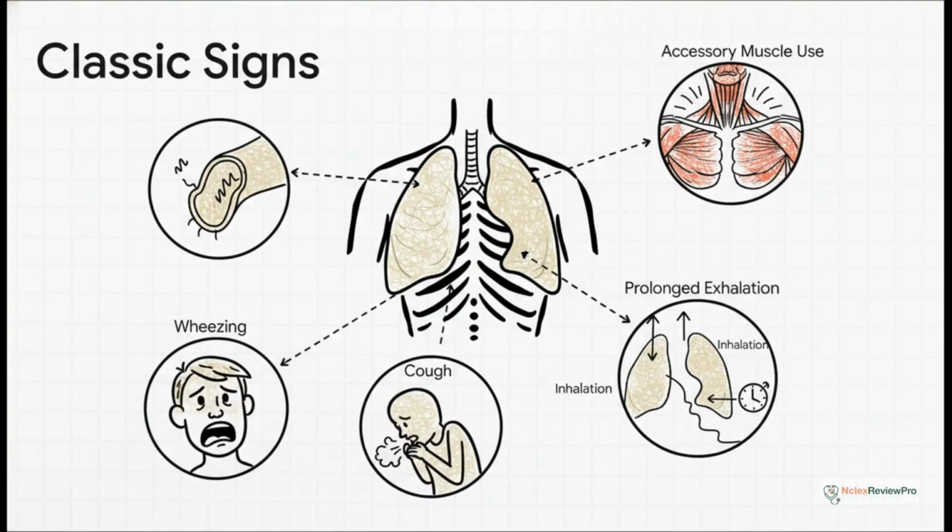Now, a lot of the classic signs pop up in both diseases, so you got to be sharp. You'll hear wheezing. That's that high-pitched, almost musical whistling sound. That is literally the sound of air trying to squeeze through a tiny, narrowed tube. And watch their breathing pattern. You'll notice it takes them forever to breathe out. That's called a prolonged expiratory phase. They are fighting to push every last bit of that trapped air out.